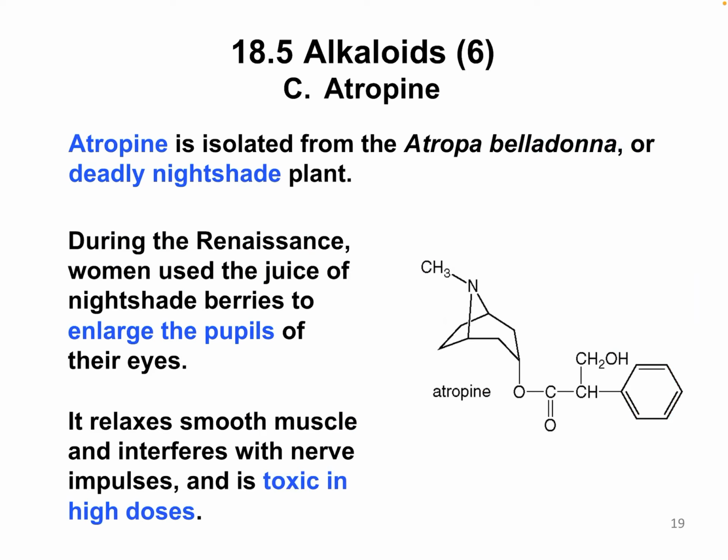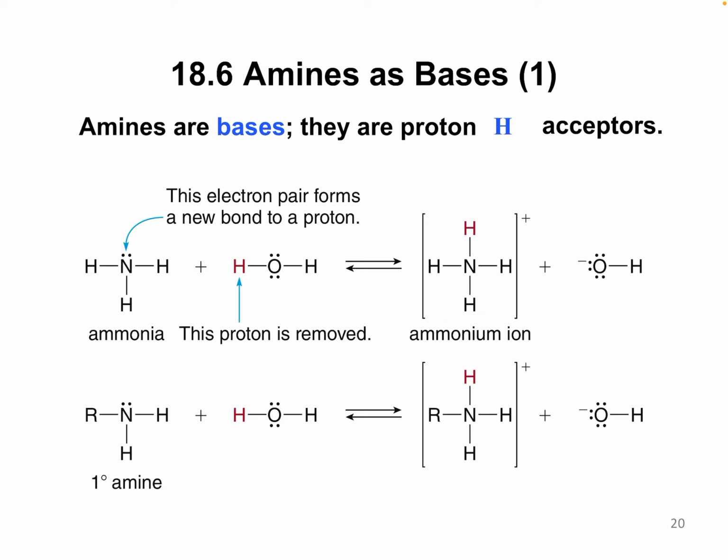Atropine, another tertiary amine that shows up in deadly nightshade. So this could make somebody have heart failure very easily with even a moderate dose. I think this is hilarious, but during the Renaissance, women used to use this to enlarge their pupils just a little bit by putting a drip of nightshade juice onto their eyeballs.